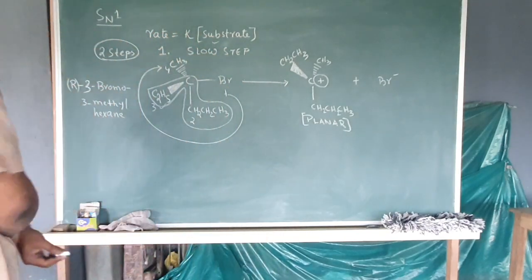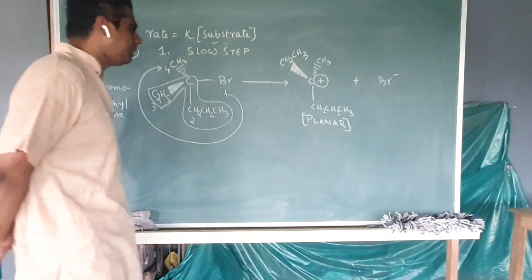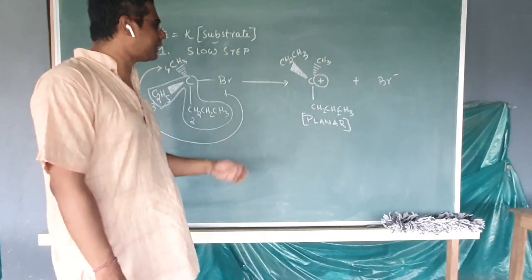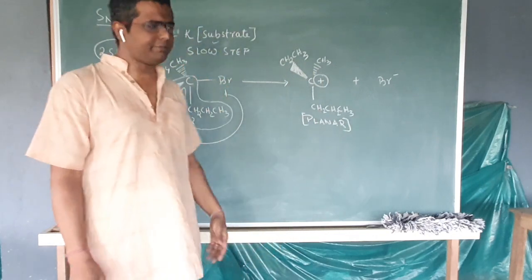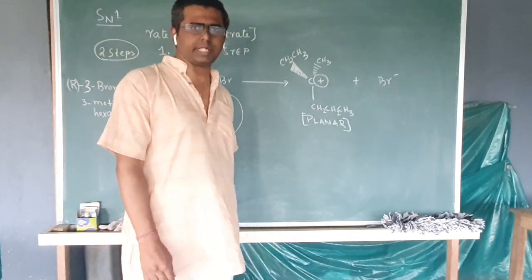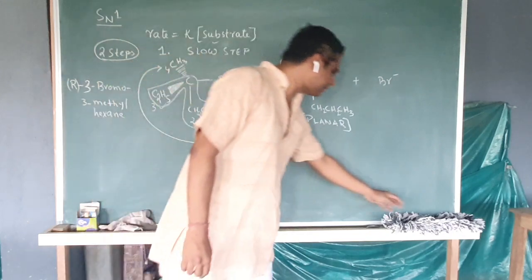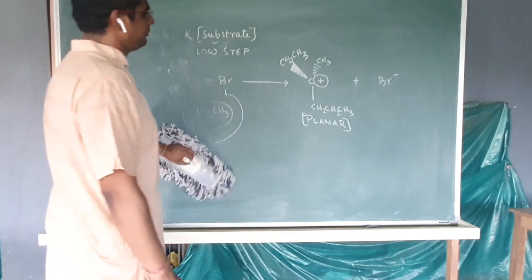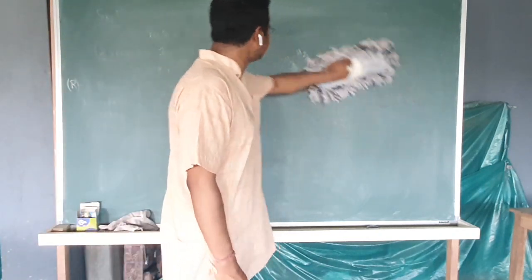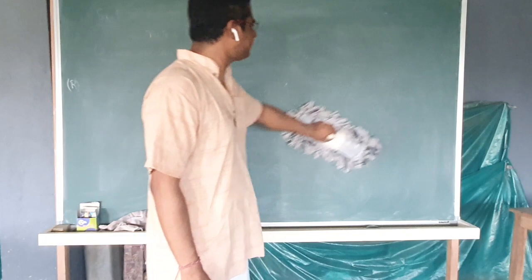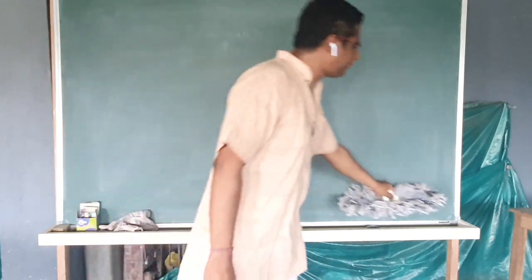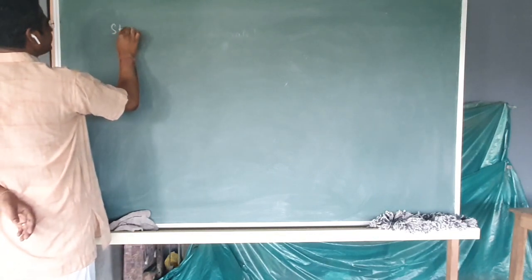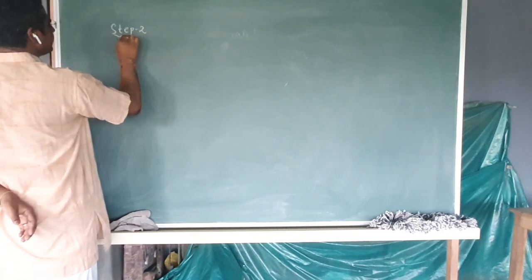The next step is attack of the nucleophile. Now the nucleophile is going to attack this carbocation. So how will it attack this carbocation? From which side? From this side, that side. If it is planar, it can attack from this side also, that side also, right? There is no problem. So next is step 2, the attack of the nucleophile on the carbocation. This is very important.